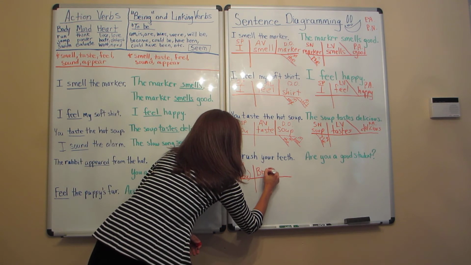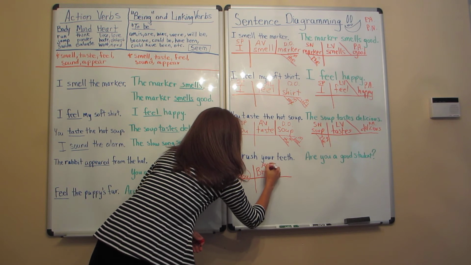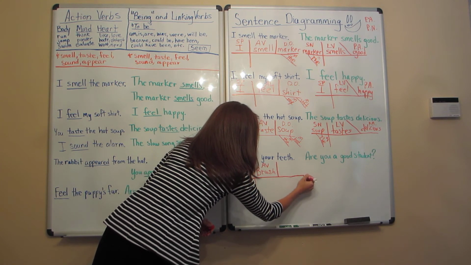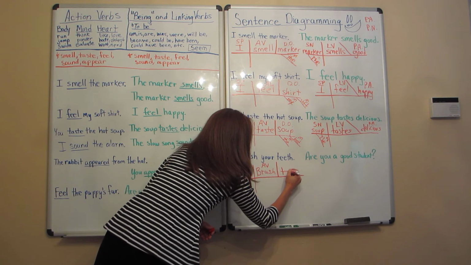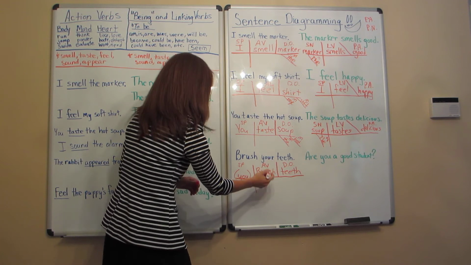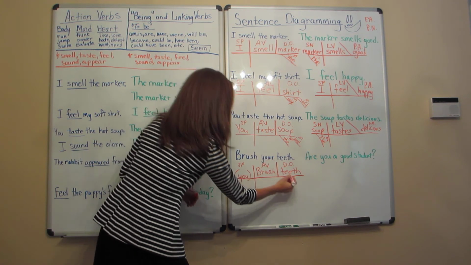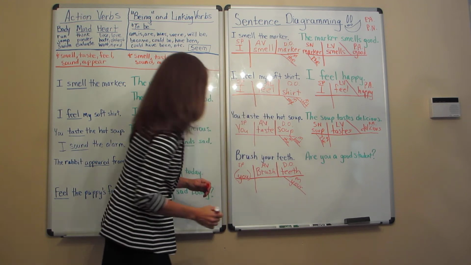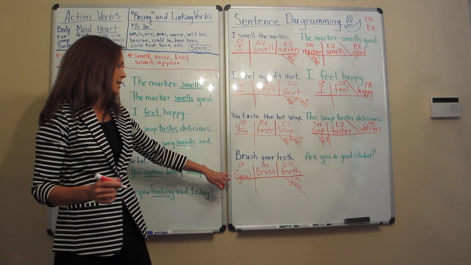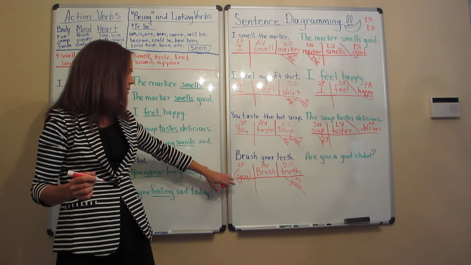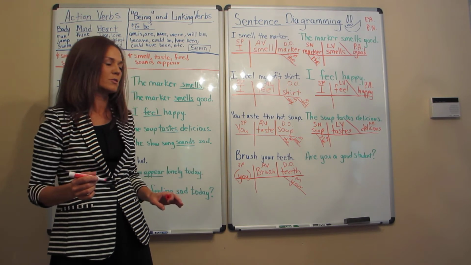The verb is brush. It's an action verb because you can physically do it, and it gets a straight line that doesn't go below. You brush what? Teeth. Teeth is your direct object, and is it your brush, your you, your teeth? It goes under teeth because it modifies teeth, and it's a modifier. Okay? Anytime you have a directive that doesn't have a name associated with it, the subject is you understood.